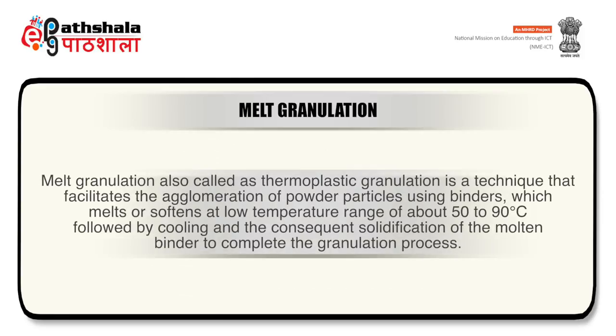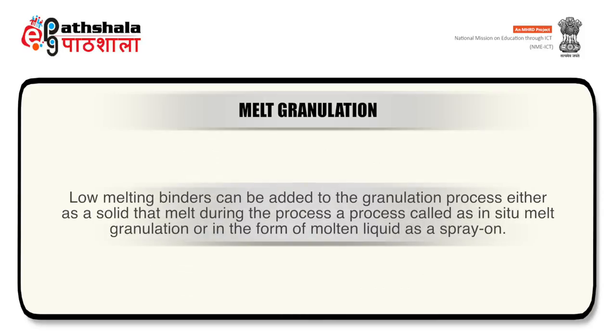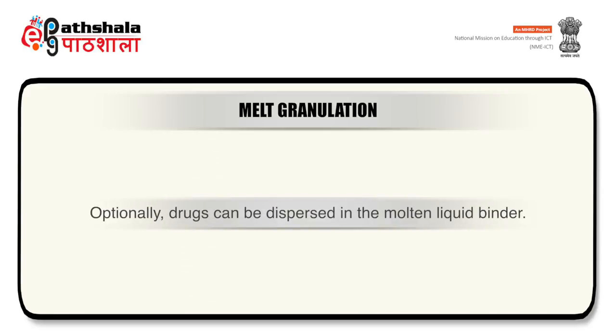Melt granulation, also called thermoplastic granulation, is a technique that facilitates the agglomeration of powder particles using binders, which melt or soften at a low temperature range of about 50 to 90 degrees Celsius, followed by cooling and the consequent solidification of the molten binder to complete the granulation process. Low melting binders can be added to the granulation process either as a solid that melts during the process, a process called in situ melt granulation, or in the form of molten liquid as a spray on. Optionally, drugs can be dispersed in the molten liquid binder.